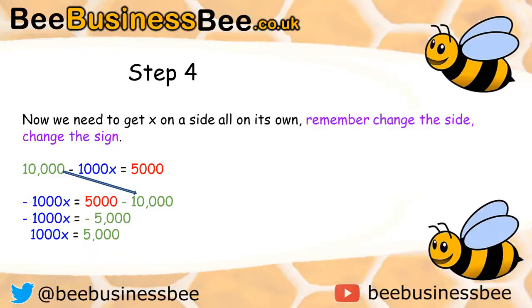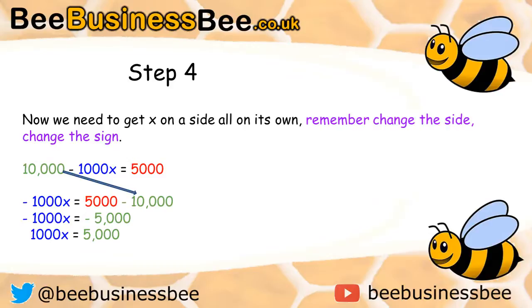Now in step 4 we're going to go down the route which all mathematicians talk about, which is called changing the side, changing the sign. Now we want to get X on its own side, and that means we've got to move that 10,000 over. Now if you notice, the 10,000 there is a positive 10,000. If we're going to move it onto the other side of the equation, it's going to become a negative. So what we're left with now is minus 1,000x equals 5,000 minus 10,000. Because remember, we move positive to a negative side, so positive 10,000 becomes a negative 10,000. Of course, when I solve that, I get minus 1,000x equals minus 5,000.